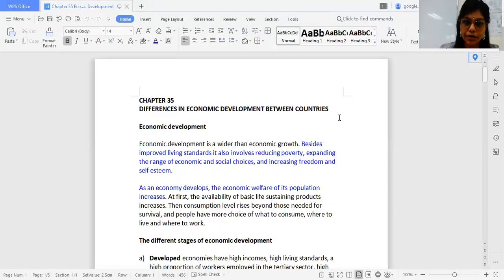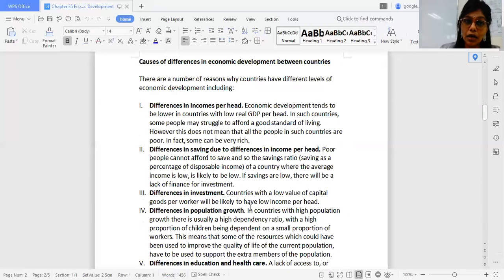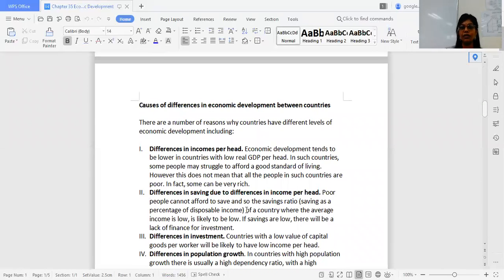All right. So I just want you all to look into the causes of differences in economic development between countries. Why do different countries have different development? Why is Malaysia's development totally different from Singapore's? What causes that?